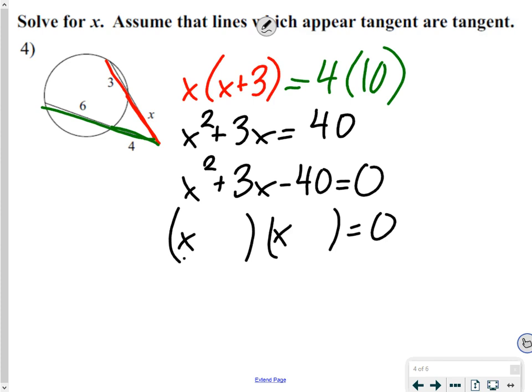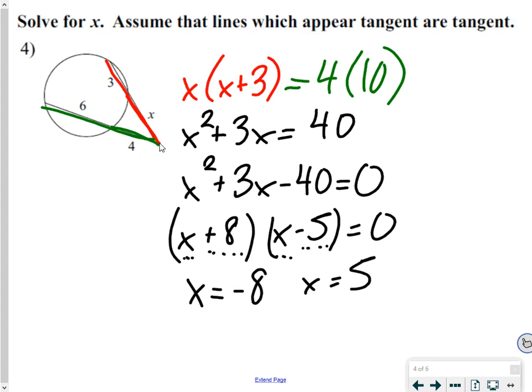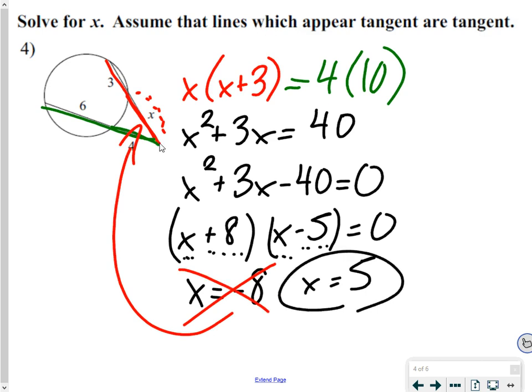To get x squared, we have to have x times x. Now from here, the last two terms in each of these binomials have to multiply to be -40 and then add up to be 3. So 8 and -5. Set each factor equal to 0 and solve, and we get -8 and 5. A really quick check would determine whether -8 works. -8 can't be this external part, because that distance can't be negative. So we have one solution here, and that's x equals 5.